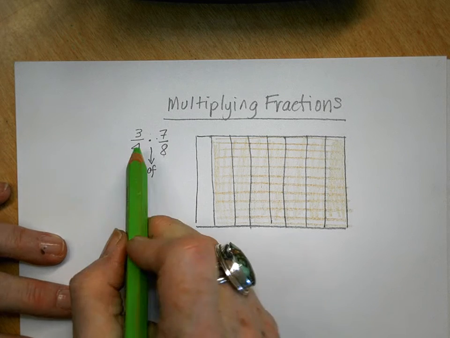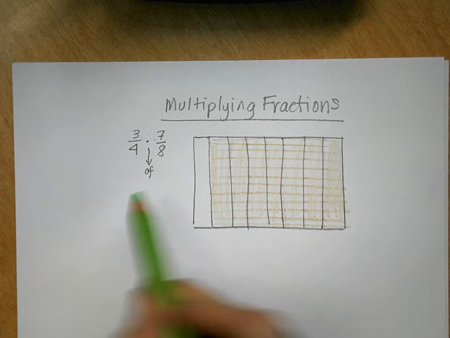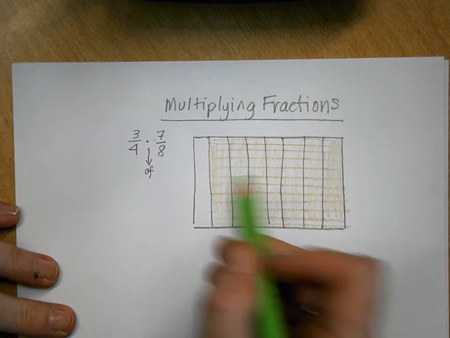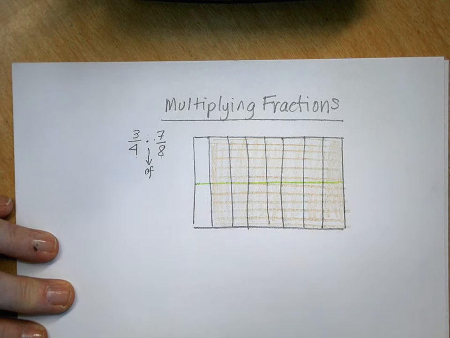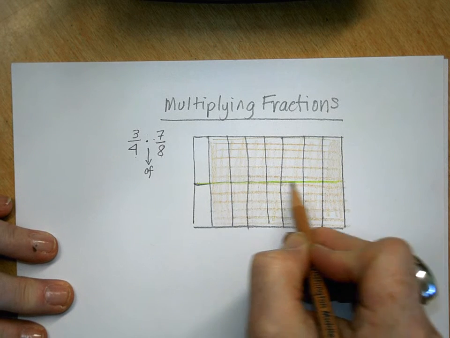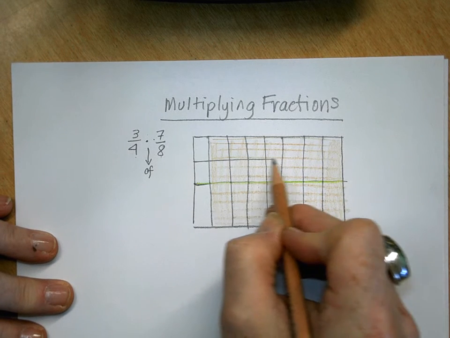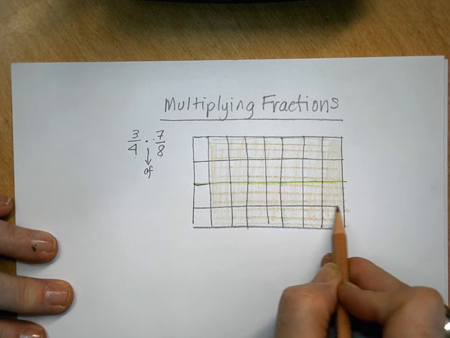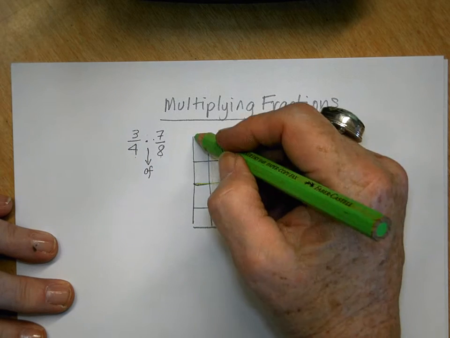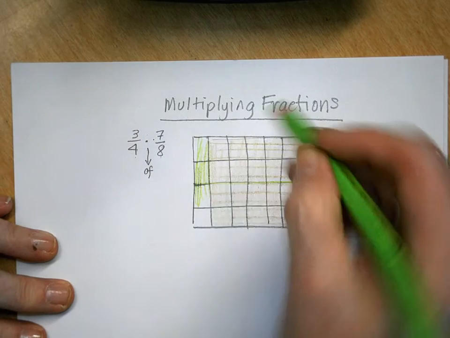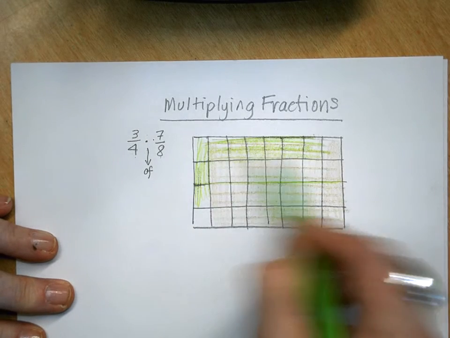Now I want 3/4 of those. So in the opposite direction, I'm going to divide this rectangle into 4 parts. Shall I use a pencil? So there's half, there's my fourths. I want 3 of those. So I'm going to color all the way across 3/4 of this whole rectangle.